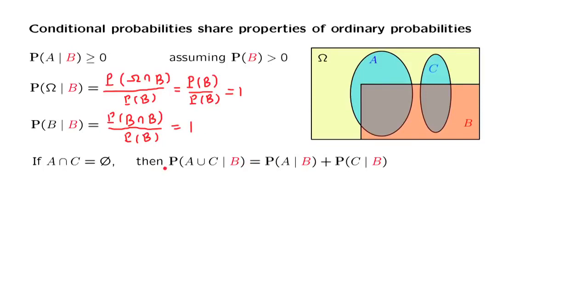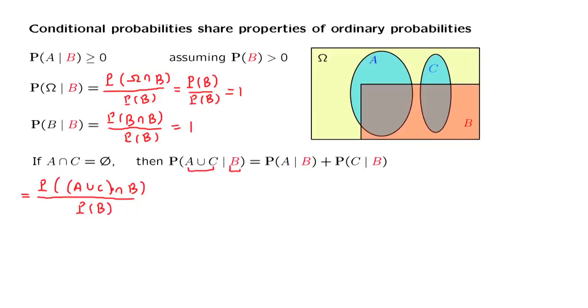Let us take this quantity and use the definition to write it out. By definition, this conditional probability is the probability of the intersection of the first event of interest, the one that appears on this side of the conditioning, with the event on which we are conditioning. And then we divide by the probability of the conditioning event B.